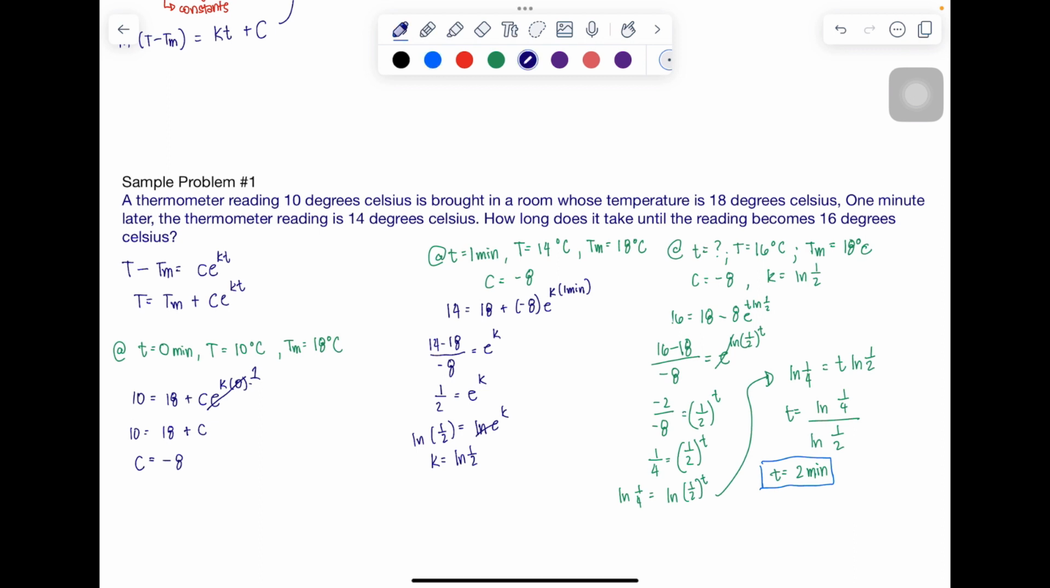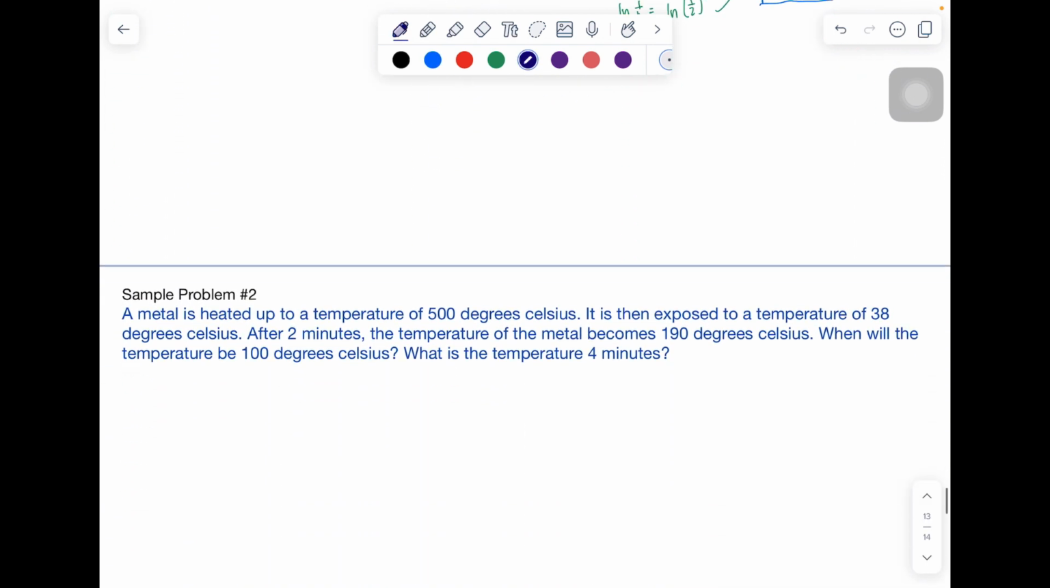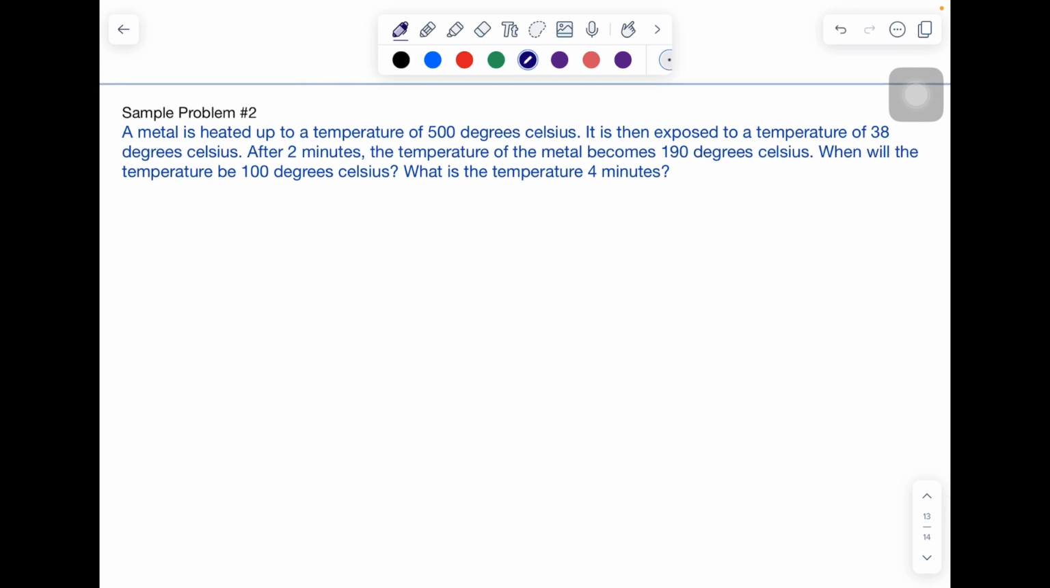All right, let's have another example. Okay, we have a metal that is heated up to a temperature of 500 degrees Celsius. It is then exposed to a temperature of 38 degrees Celsius. After 2 minutes, the temperature of the metal becomes 190 degrees Celsius. When will the temperature be 100 degrees Celsius? And what is the temperature after 4 minutes? All right, let's rewrite the equation first so that we will not forget.